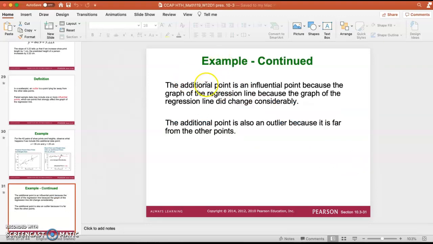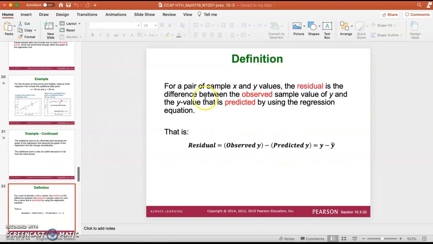Now, continuing with that, the additional point is an influential point because the graph of the regression line changed considerably. Sorry, I didn't notice that was typed in there twice. All right, the additional point is also an outlier because it is far from the other points. And some more definitions here.